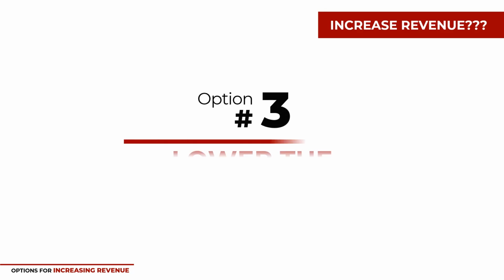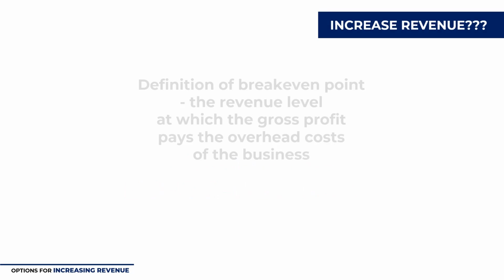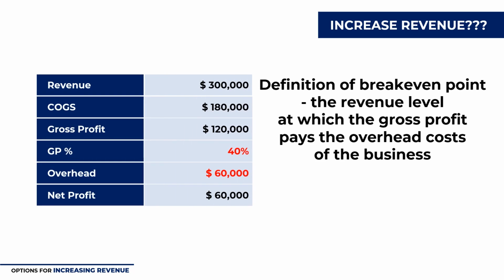Option 3 for increasing revenue is to lower your break-even point. The definition of break-even point is the revenue level at which the gross profit pays the overhead costs of the business. In other words, it's the amount of revenue your business has to make to pay all the bills. Finding your break-even point is actually a very simple process. You only need to consult 2 numbers on your P&L, your gross profit percentage and your overhead.